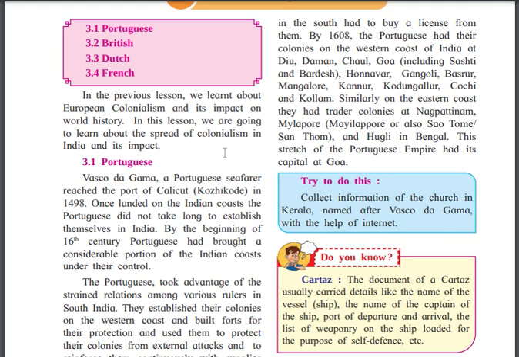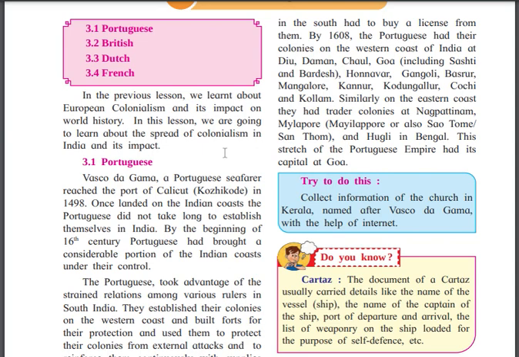By 1608, the Portuguese had their colonies on the western coast of India, at Diu, Daman, Chaul, and Goa. Okay, so these people had their colonies, which means they had full control in Diu and Daman, which are in Gujarat, and Goa, and Bardes, including Salsette and Bardes, Honavar, Gangoli, Barcelor, Mangalore, Kodungallur, Kochi and Kollam. So they captured the areas mentioned here.